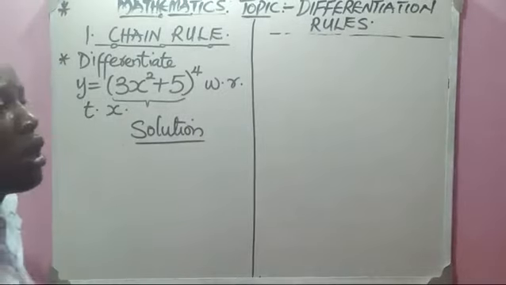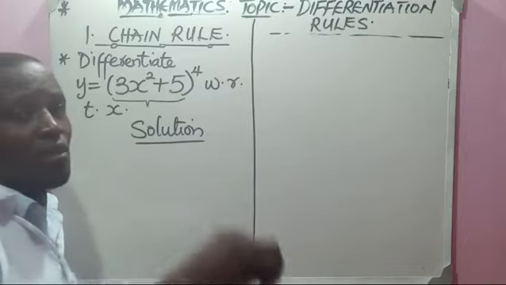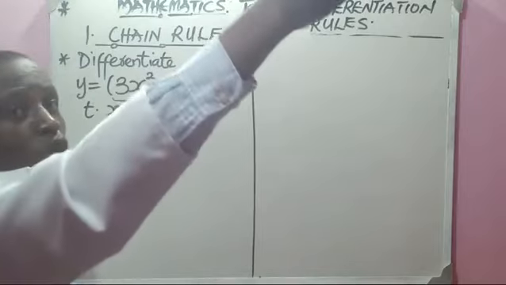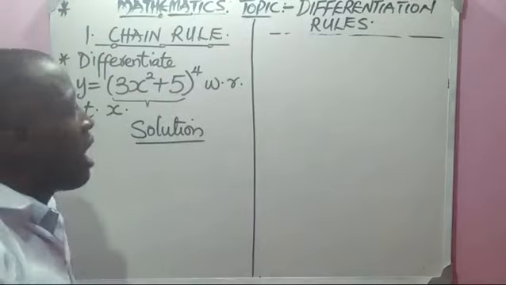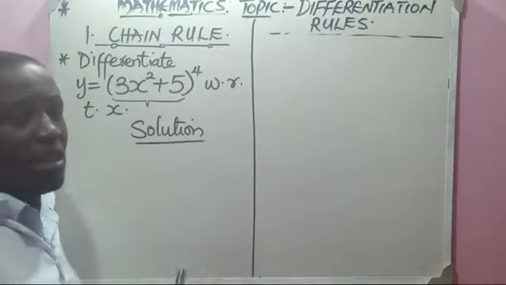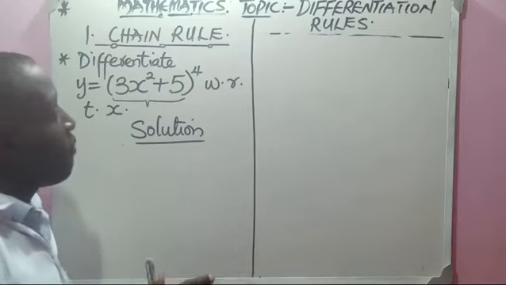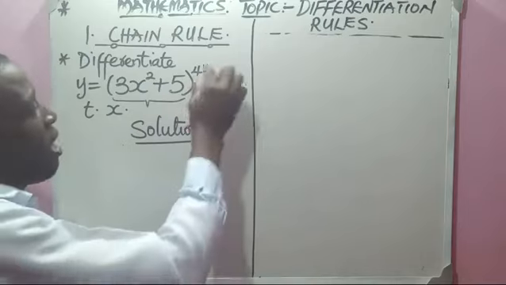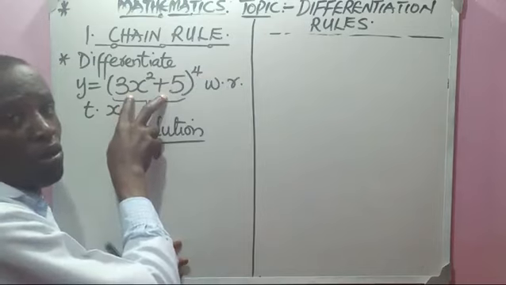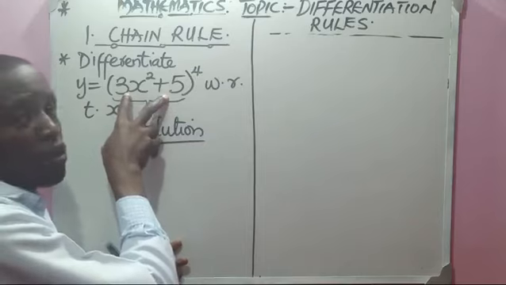Your chain rule. When do you apply chain rule? When a function is carrying another function. You understand? Or you have another function in another function. How do I mean? Power itself, power is a function. Quadratic is a function. So I'm having a function on top of another function. Do you understand? I'm having a function on top of another function.